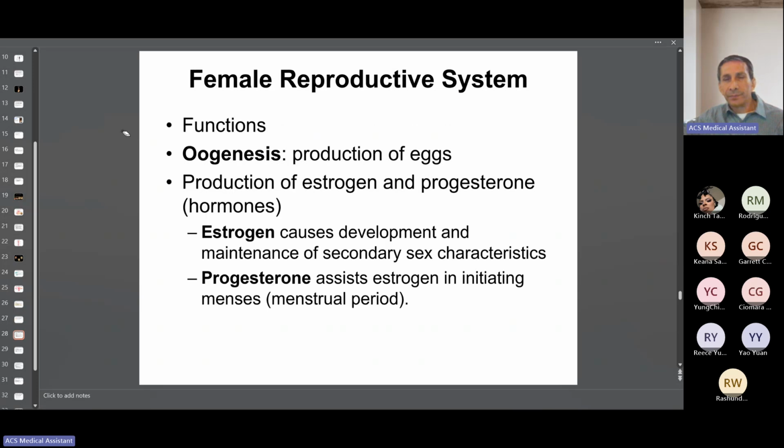Okay, moving on. So let's talk about the process of egg production inside the ovaries. Remember, in the males, the production of sperm is called spermatogenesis. In the females, in the ovaries, it is called oogenesis, because oo is egg. Oogenesis, production of eggs or ova. These are the female sex cells. This is the one that, when reunited with sperm, can be fertilized and can produce another life.